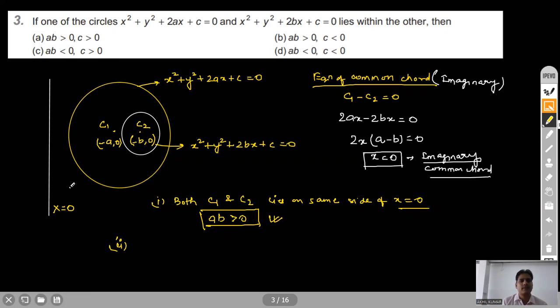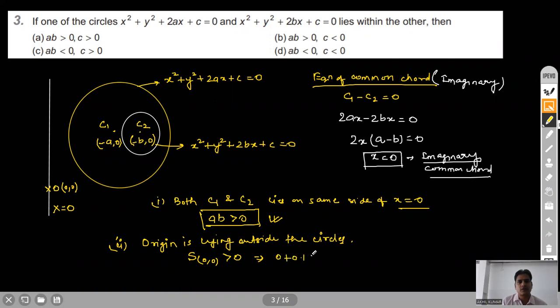Where will the origin lie? The origin will lie on this axis, anywhere on it. So suppose I take this origin as 0, 0. This origin is lying outside the circles, right? And if any point is lying outside the circle, that means if we put that point in the equation of the circle, it will be greater than 0. So S of 0, 0 should be greater than 0. Put 0, 0 in any of the equations, it will be 0 plus 0 plus 0 plus C, which should be greater than 0. From here, we can say that C must be greater than 0.